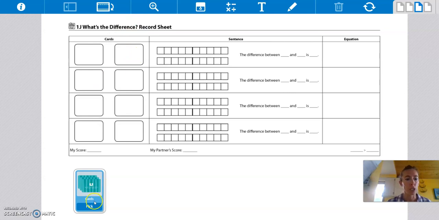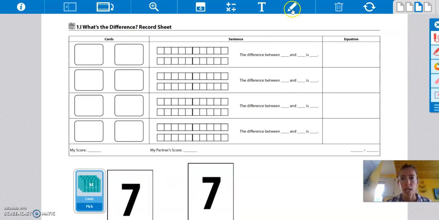All right, so here's what we do. We pick 2 cards. Here's my first card, here's my second card. Oh my gosh, they're the same. I'm gonna pick up my pen and I'm gonna write, I got 7 and 7. Now I'm gonna go over here and I'm gonna draw a line to 7. 5, 6, 7. And now I'm gonna do it again here. 5, 6, 7. Now the difference between 7 and 7 is, well, actually, look at that. They're the same. So there is no difference, it's 0.